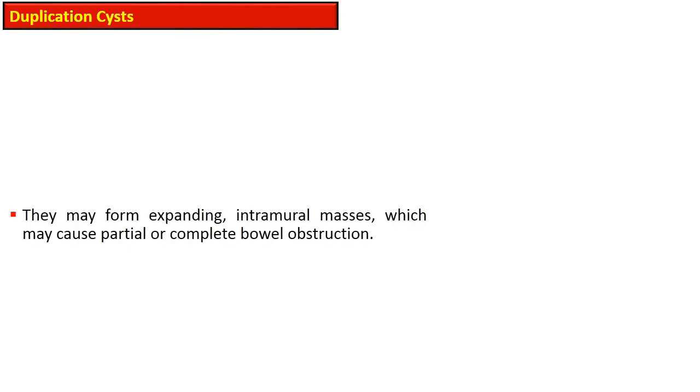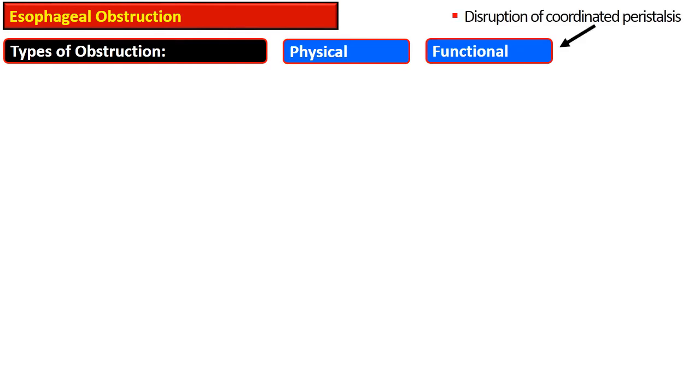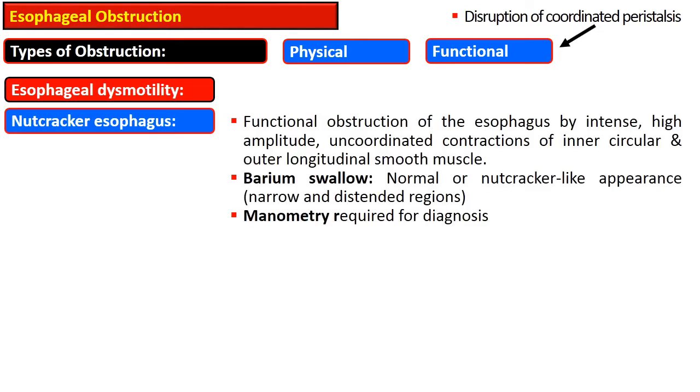They may form expanding intramural masses which may cause partial or complete bowel obstruction. The type of esophageal obstructions may be physical or functional. The functional type of the obstruction is due to disruption of the coordinated peristalsis, and this disruption of the coordinated peristalsis will result in esophageal dysmotility.